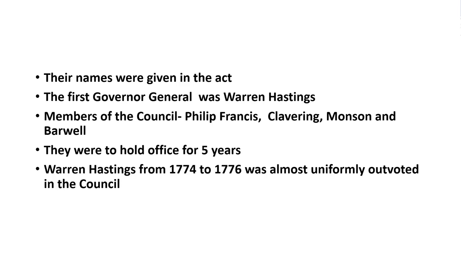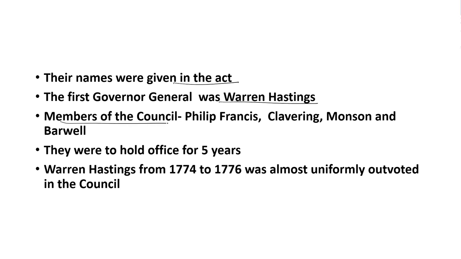The name of Governor General and the members of the Supreme Council were given in this Regulating Act itself. In the Regulating Act, it was mentioned that Warren Hastings was to be the Governor General. So, Warren Hastings became the first Governor General of Bengal in 1773 through the Regulating Act. Who were the members of the Supreme Council? Philip Francis, Clavering, Monson and Barwell. They were required to hold office for a tenure of 5 years. However, all decisions were to be taken based on simple majority.